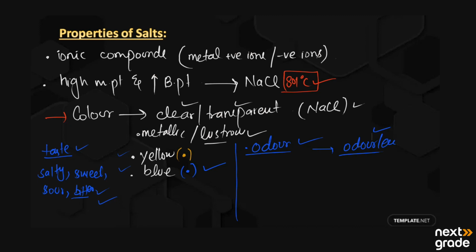So these are some properties of the salts, and mainly they are ionic compounds. They have high melting and boiling points. Some have color and some are transparent. And if we are talking about the taste of the salts, then they have the five basic tastes: salty, sweet, sour, bitter, and they may have savory taste and odor. Some may be odorless, and it means they have no smell at all. If we are talking about any strong acid or base, they are going to react and produce a salt. It may be an odorless salt.